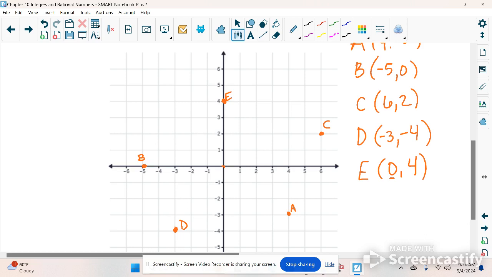Quadrant 3. Okay. What quadrant is A in? Quadrant 4. How would you describe where B is? Quadrant 2 and 3. It's not in a quadrant, so where is it at?